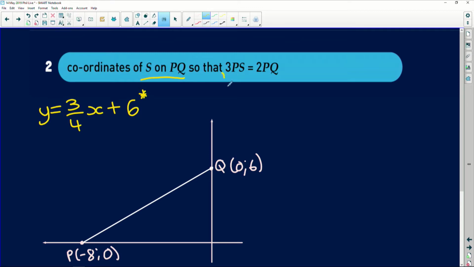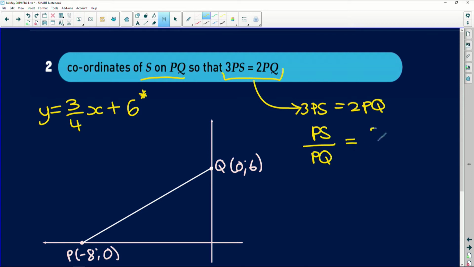Secondly, it gives us this stuff here. So I'm going to try and manipulate it so I get a nice ratio. If I say 3PS is equal to 2PQ, that means that PS over PQ is equal to 2 divided by 3. So the ratio of the side PS to PQ is equal to 2 to 3. For every 2 units in PS, there are 3 units in PQ. So that's what that means.